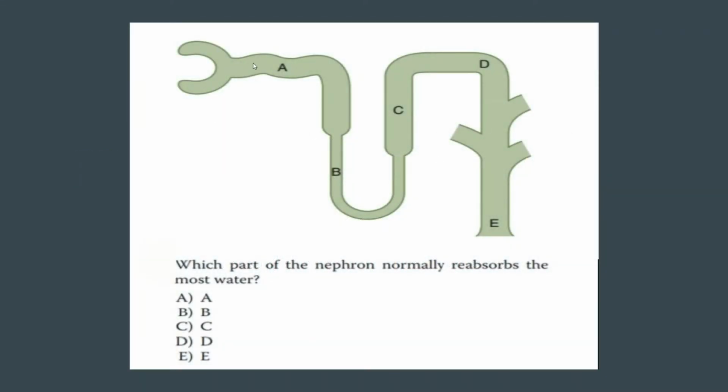We have here a nephron with its parts labeled A, B, C, D, and E. And the statement reads: which part of the nephron normally reabsorbs the most amount of water? Is it A, B, C, D, or E? The answer is A, and this is the proximal convoluted tubule.